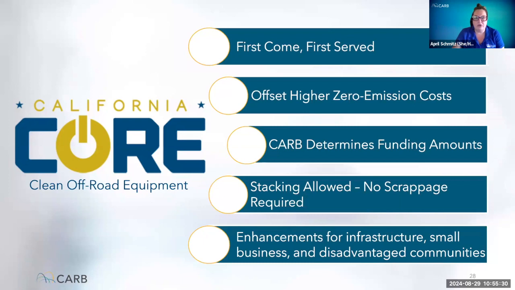CARB targets pre-commercial ready projects which have not yet achieved a significant market foothold. This program allows stacking, which means you can use funding from this program and other incentive programs, but will still need to follow the incentive rules for each. Also, CARB does not require scrappage. Additionally, CARB has enhancements for infrastructure, small business, and operations in disadvantaged communities.